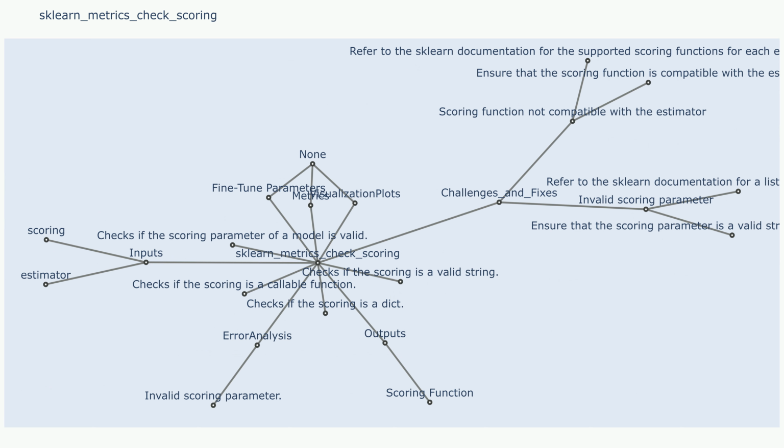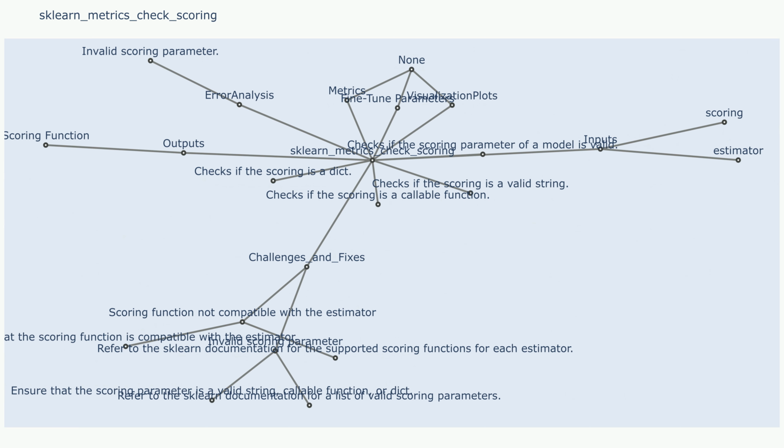Outputs. Scoring function. This is the output of the check_scoring function. It returns a callable object (function) that can be used directly to evaluate the performance of a model. This callable function is tailored to the provided scoring input and ensures its compatibility with the estimator if provided.